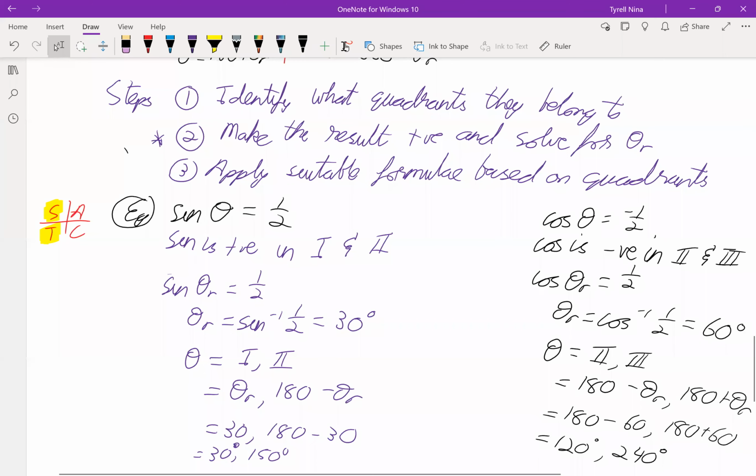All right, so hopefully that clears it up, right? Just check the quadrants you used, all right? So just be careful.